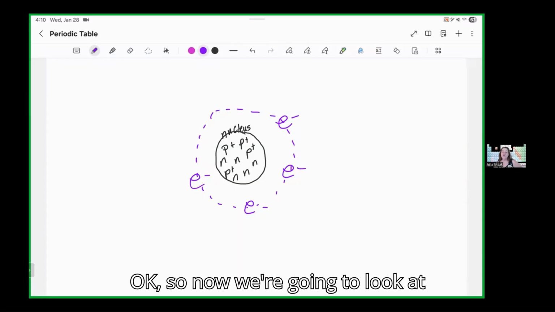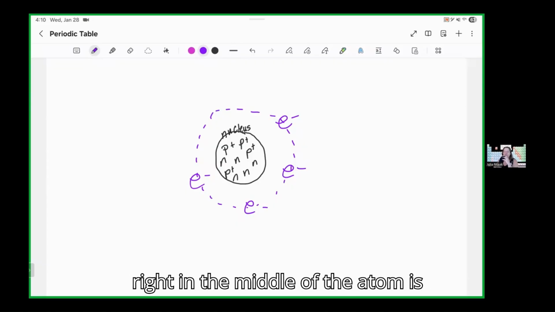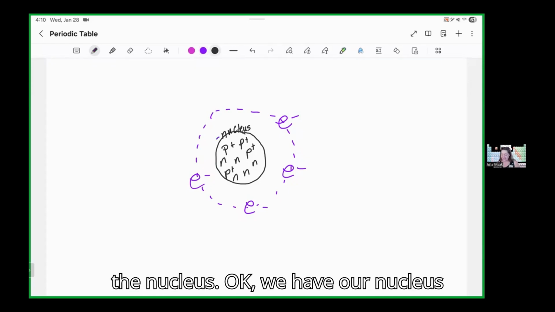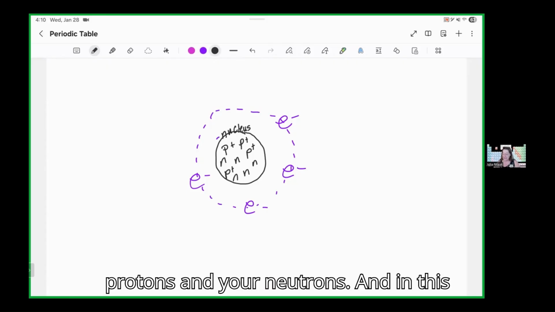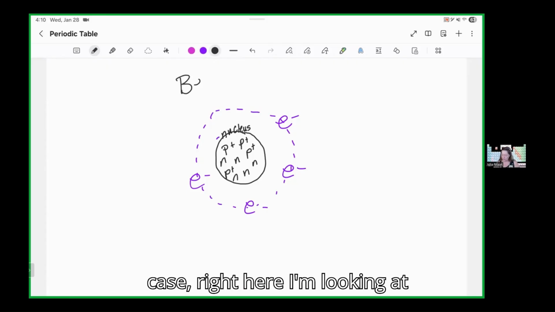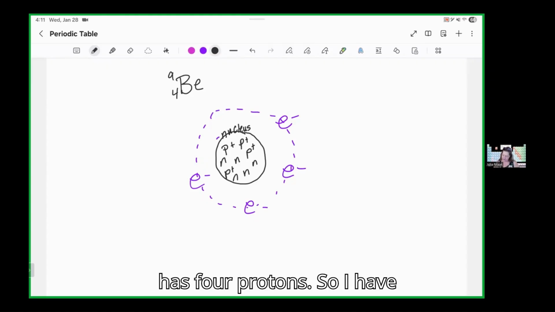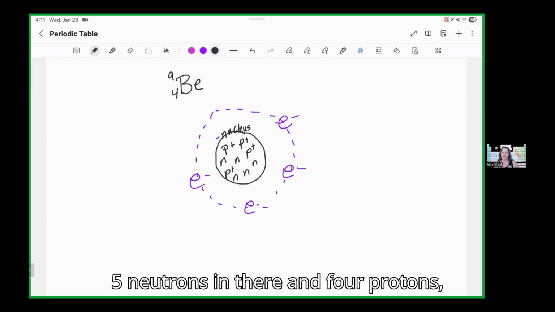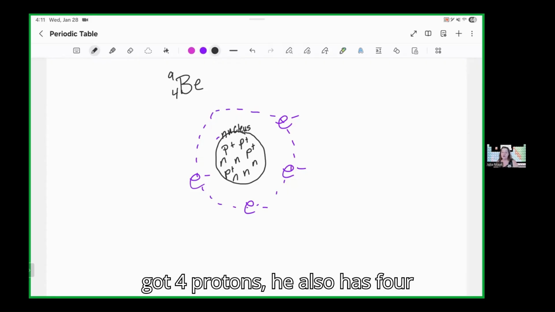Now we're going to look at the makeup of an atom. Right in the middle of the atom is the nucleus. Inside of the nucleus are your protons and your neutrons. In this case right here, I'm looking at beryllium. Beryllium weighs 9 and has 4 protons. So I have 5 neutrons in there and 4 protons. And the neutral atom, since it's got 4 protons, also has 4 electrons.